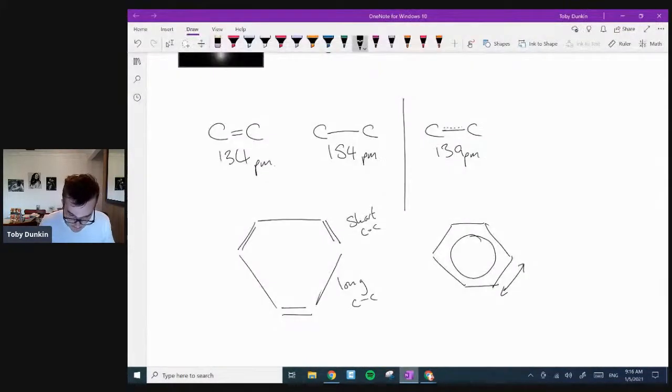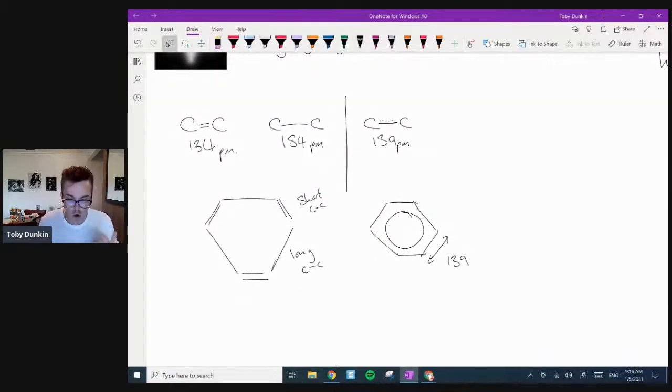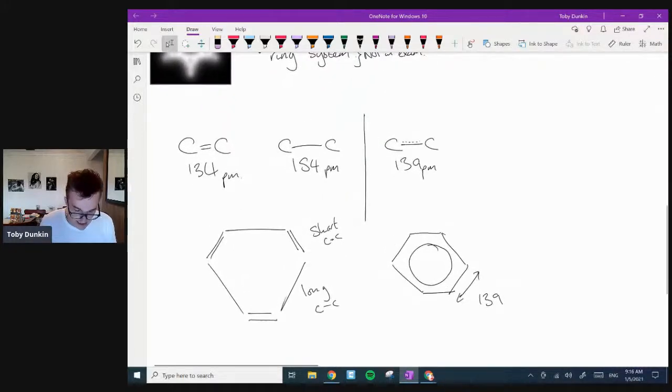And they're all the same. So these are 139. Don't get me wrong, it's closer to a double, but it is not a double. It's an in-between bond length. It's really strange. And they were the same all the way round, which meant it's not a system which contains doubles and singles. Because if it was and it was rotating, you'd probably hit a perfect average.